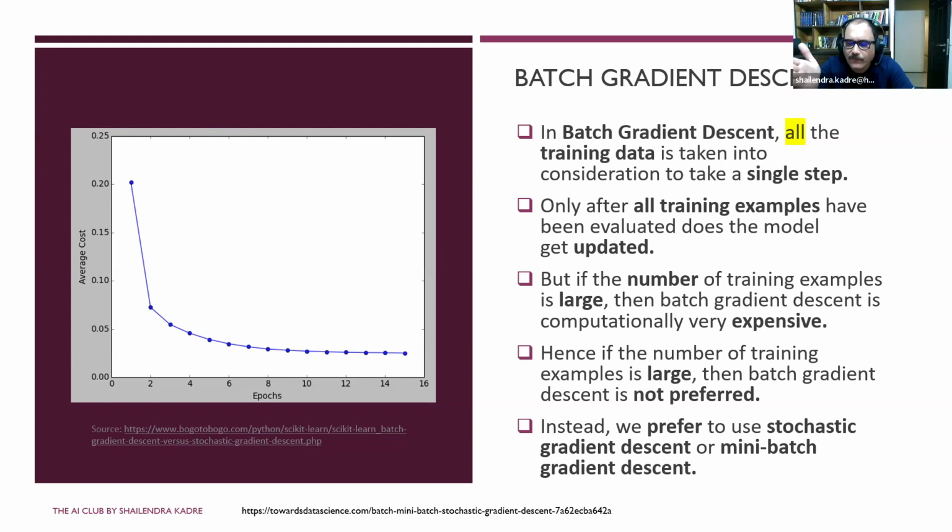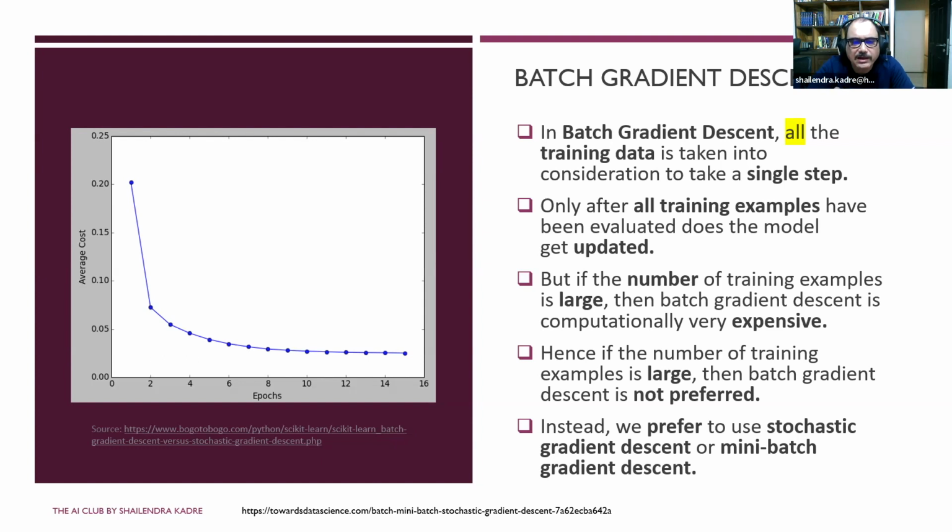But if your number of observations is very large, this is not a feasible method because it is computationally expensive. Why expensive? Because you have to do so many computations to do just one update. And if there are 50 iterations, then 50 times you have to do that. You also need a heavier computer because, suppose there are 1 million records, all 1 million records should be kept in memory at the same time.